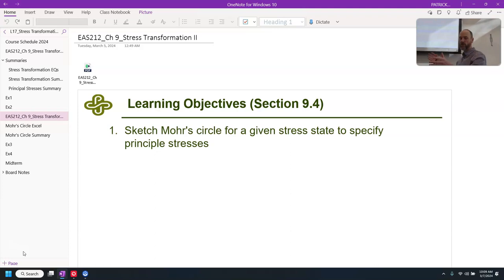I think the visual representation of how the stresses transform as you rotate an element is a nice presentation with Mohr circle, and it can help reinforce the big picture concepts.